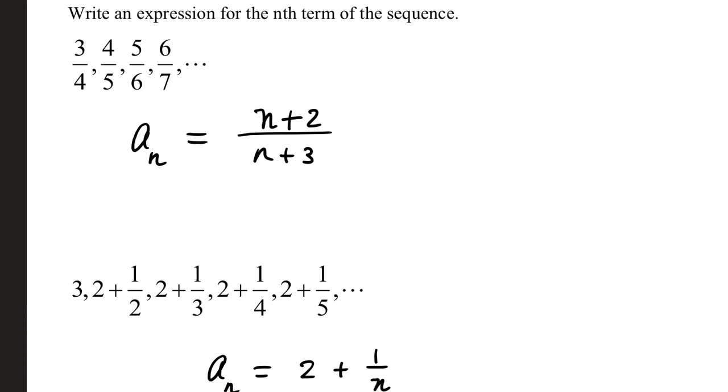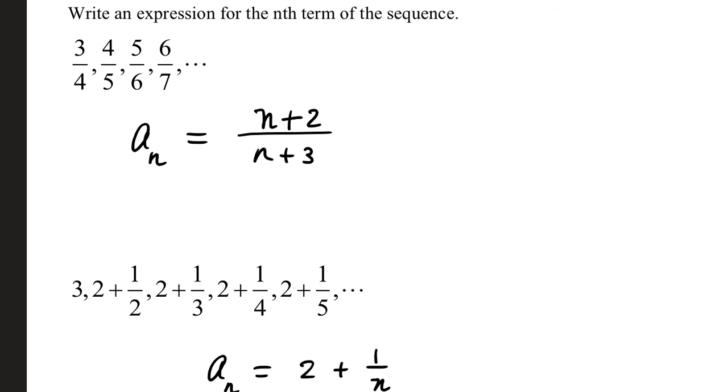Write an expression for the nth term of the sequence. This first example, we have a sequence of fractions, 3/4, 4/5, 5/6. Recall that your first term needs to coincide with a sub 1. When you build your nth term, 3 is 1 plus 2, 4 is 1 plus 3.